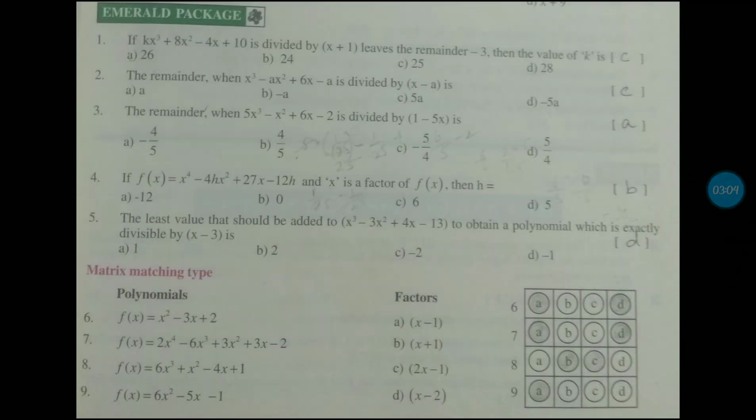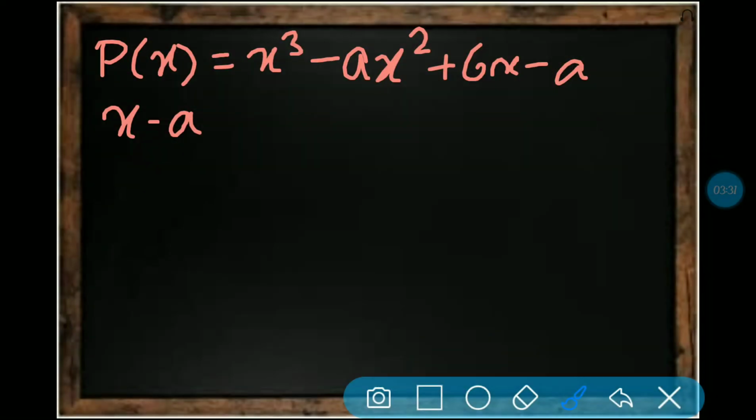The second question is: the remainder when x cube minus ax square plus 6x minus a is divided by x minus a. Okay, we have to find the remainder for this. The polynomial is given and the divisor, that is g of x, is also given. It's like the same question we did in the Pearl package, like x minus 5, no? Same like that only. So let's do that. Okay, so this is the given data from the question.